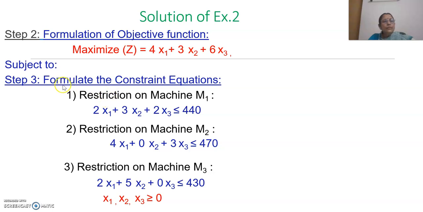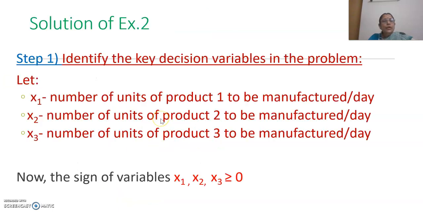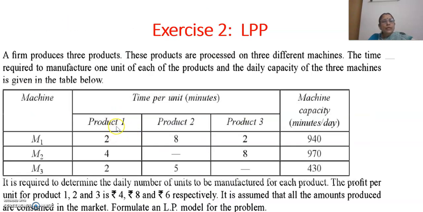Next, moving on to the constraints, we have restriction on 3 types of machines: machine 1, machine 2 and machine 3, whose requirement with respect to each of the products are given to us in the table. So, we can see that with respect to machine 1, 1 unit of product 1 will require 2 minutes of machine time M1, and 1 unit of product 2 will require 8 minutes. 1 unit of product 3 will require 2 minutes.